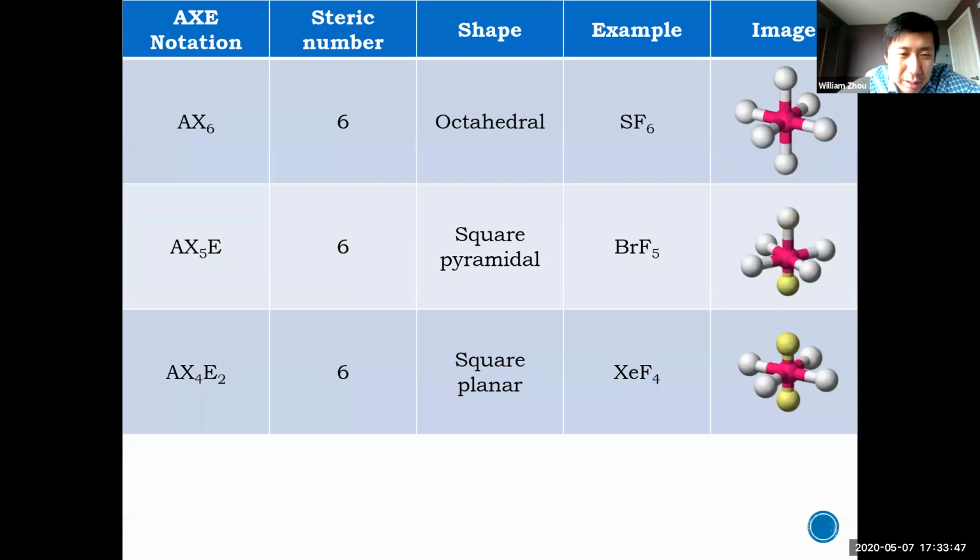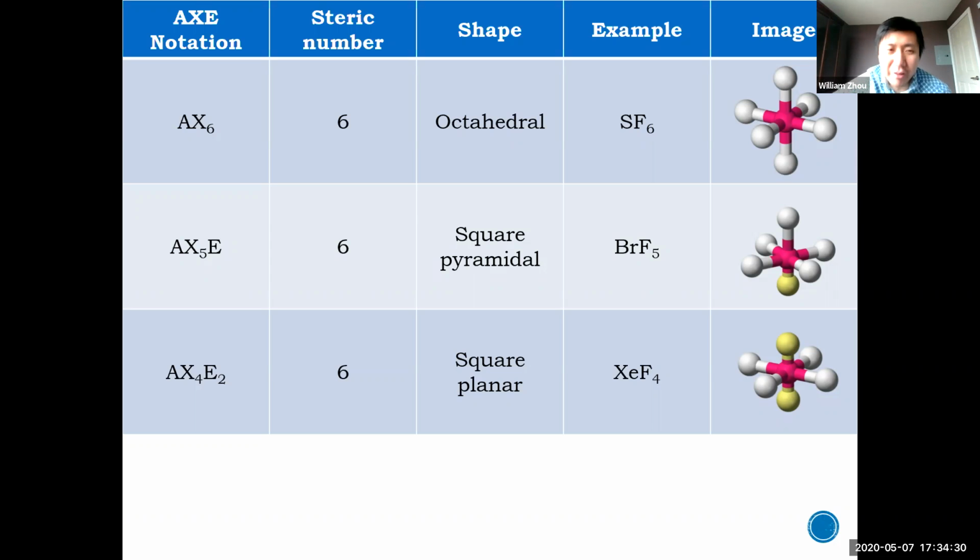All right, so the last page will be steric number 6. Okay, there's technically 7, but I know we're not doing 7. It's too complicated. So 6. If you have 6 things sticking out, and all of them are bonds, so AX6, that means you have an octahedral. Octa means 8. Hedral means shape. So 8-sided shape. All right, so to draw that, you draw one line going up, another one going down with a square in the middle. And if you just connect all the corners, you have an 8-sided shape. Okay, that's why it's called the octahedral.